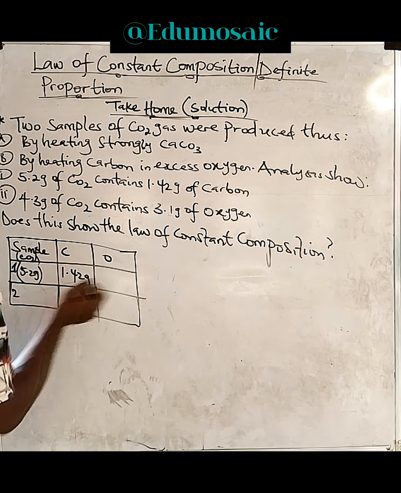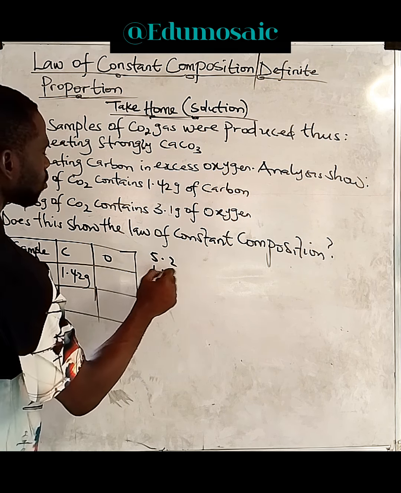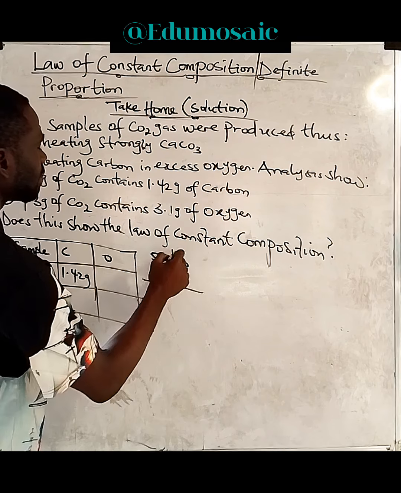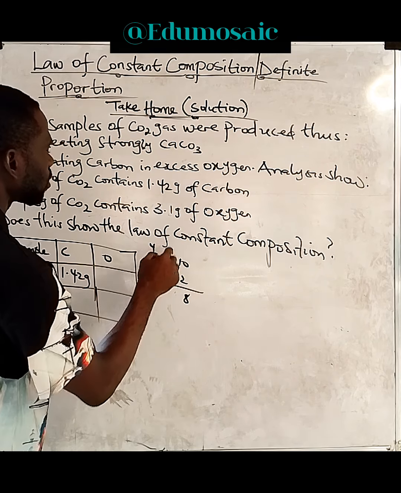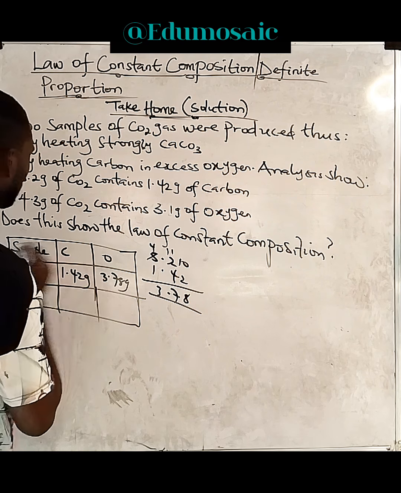And then after that, how much oxygen do we have? We're just going to do the mass. 5.2 minus 1.42. It gives us 3.78 gram of oxygen.